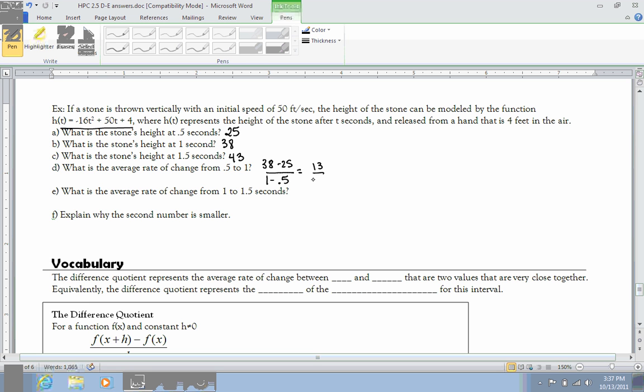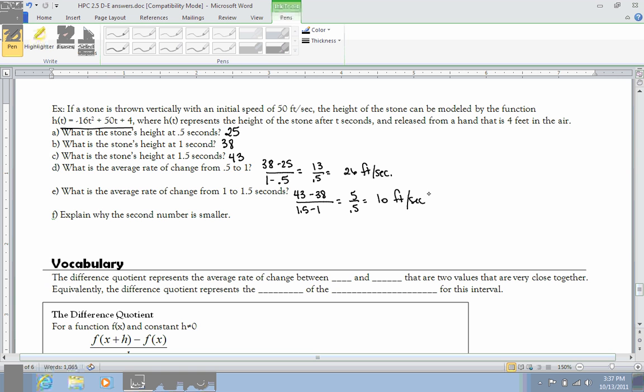And you get 13 divided by 0.5, you get an answer of 26 feet per second as the average rate of change from half a second to 1 second. If you do this again between 1 second and 1.5 seconds, the heights are 43 and 38, and the x values are 1.5 seconds and 1 second. That's 5 divided by 0.5, or 10 feet per second.